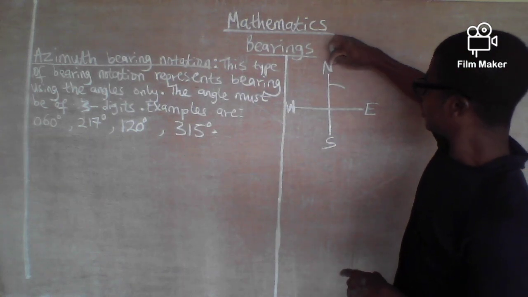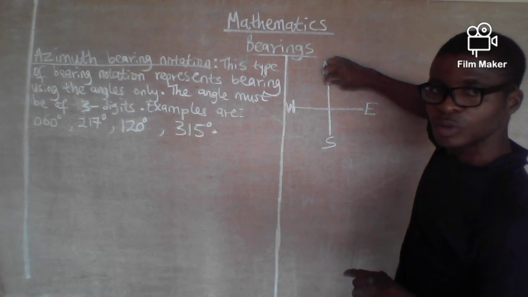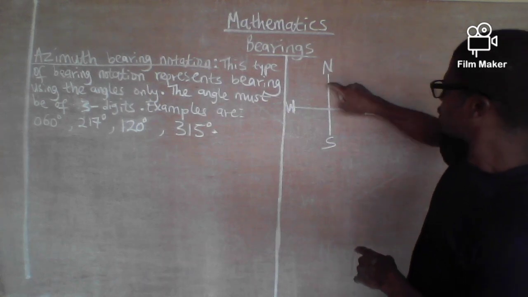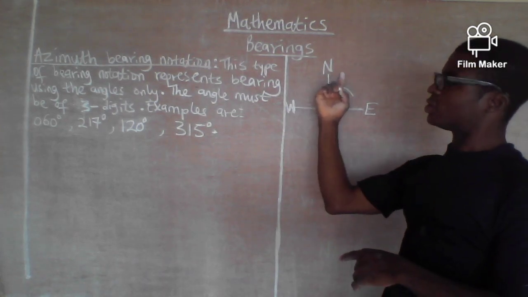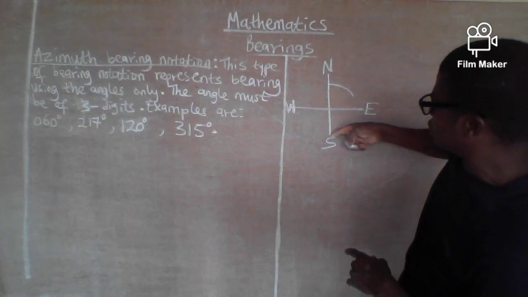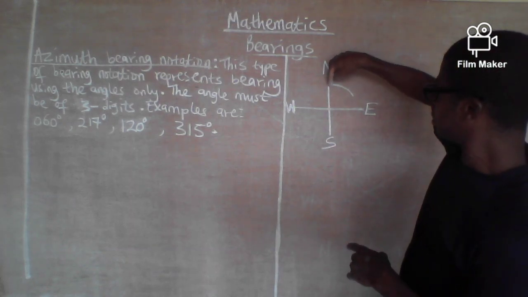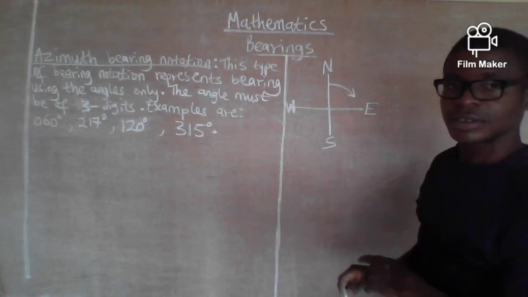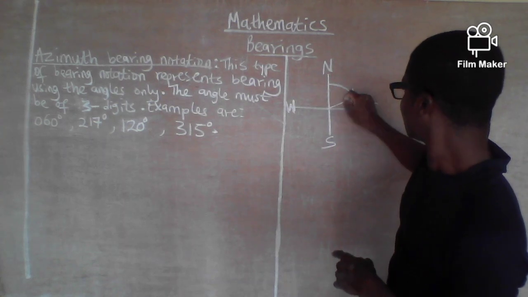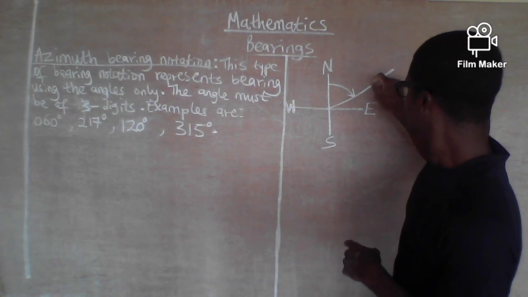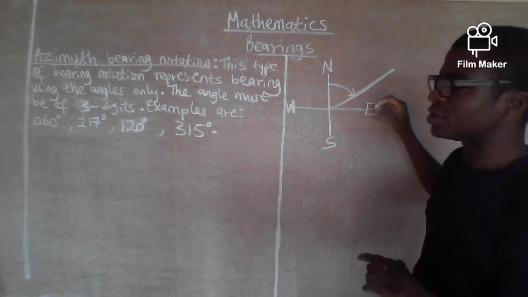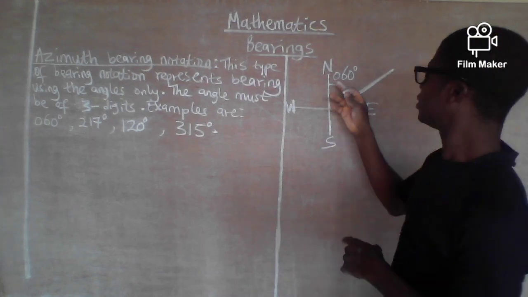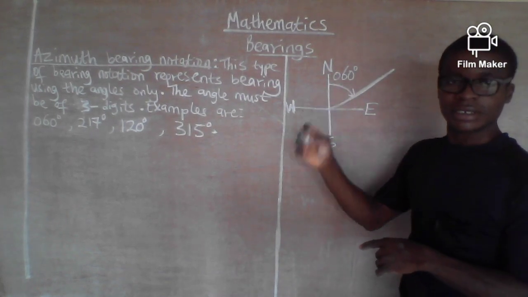So from the reference point north, measure 60 degrees in the clockwise direction. This is clockwise direction, while this direction is anti-clockwise. So measure 60 degrees in the clockwise direction. Where the 60 degrees stops, draw a line that represents the distance traveled or distance to be traveled. So this is the representation of the bearing 060 degrees.